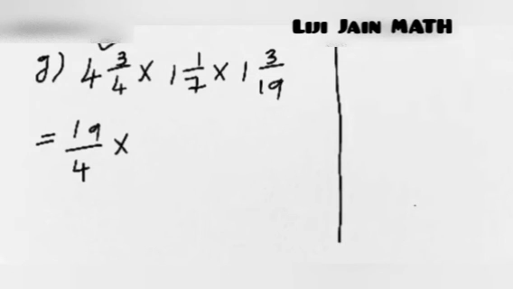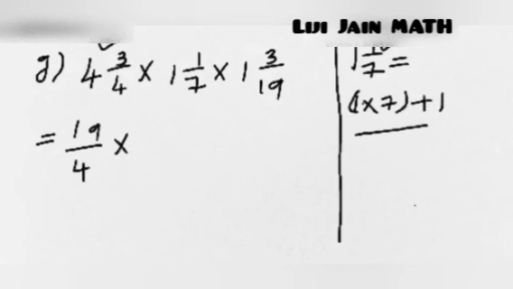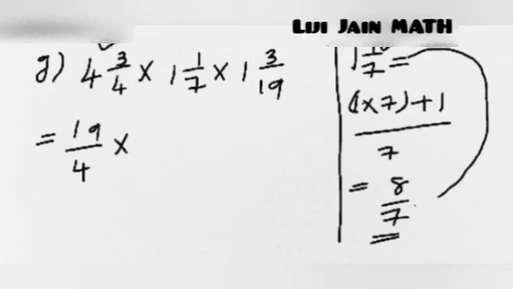Yes, 1 by 7. How to convert a mixed number into an improper fraction? Whole number into denominator plus numerator, whole divided by denominator. Whole number 1 into denominator 7 plus numerator 1, whole divided by denominator 7, isn't it? 1 seven is 7, 7 plus 1 is 8. 8 by 7, isn't it? So the second mixed number 1 by 7 has been converted to 8 by 7.